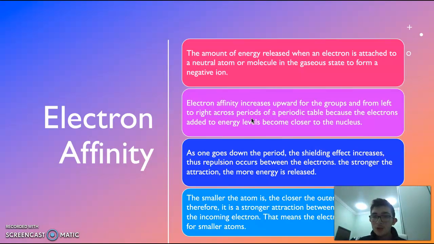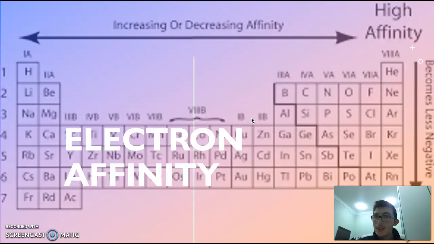Now, in terms of electron shielding, as one goes down the period, the shielding effect increases. Thus, repulsion occurs between the electrons. The stronger the attraction, the more energy is released. Now, in terms of Coulomb's law, the smaller the atom is, the closer the outermost shell is. Therefore, there is a stronger attraction between the nucleus and the incoming electron. That means the electron affinity is higher for smaller atoms. Therefore, when we look into the periodic table back here, we can see that at the top right corner, electron affinity is at its highest.